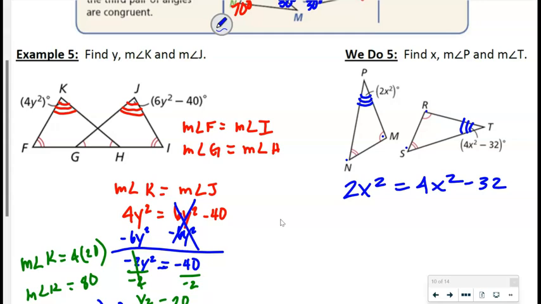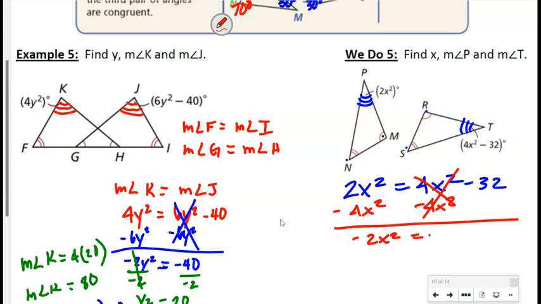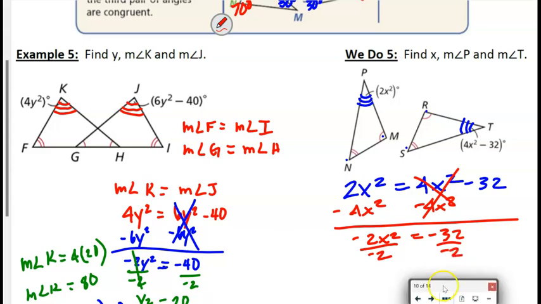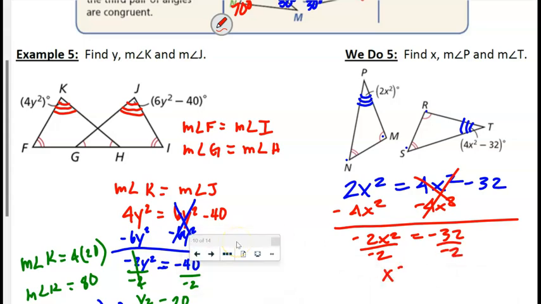So once again, I'm going to go ahead and subtract the 4x squared. So now that's gone from there. And I got a minus 2x squared equals minus 32. This time I'm going to divide both sides by negative 2. And so x squared is equal to 16.